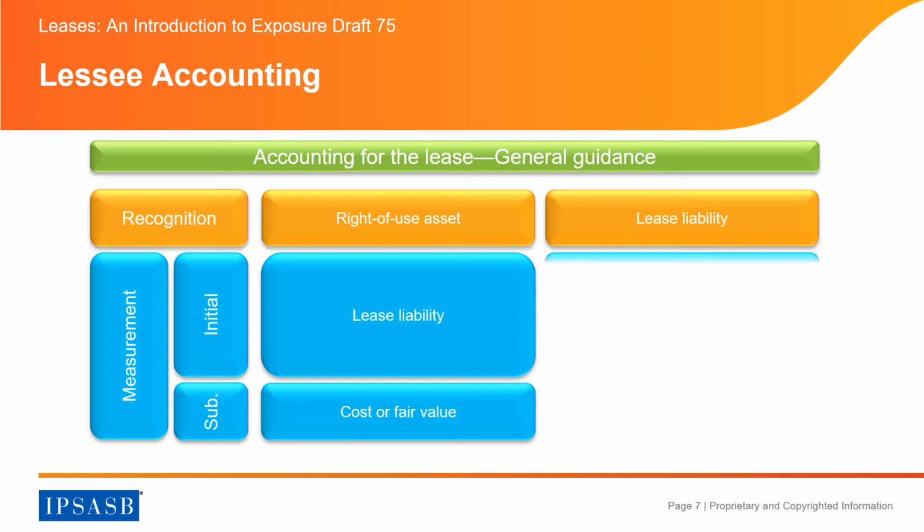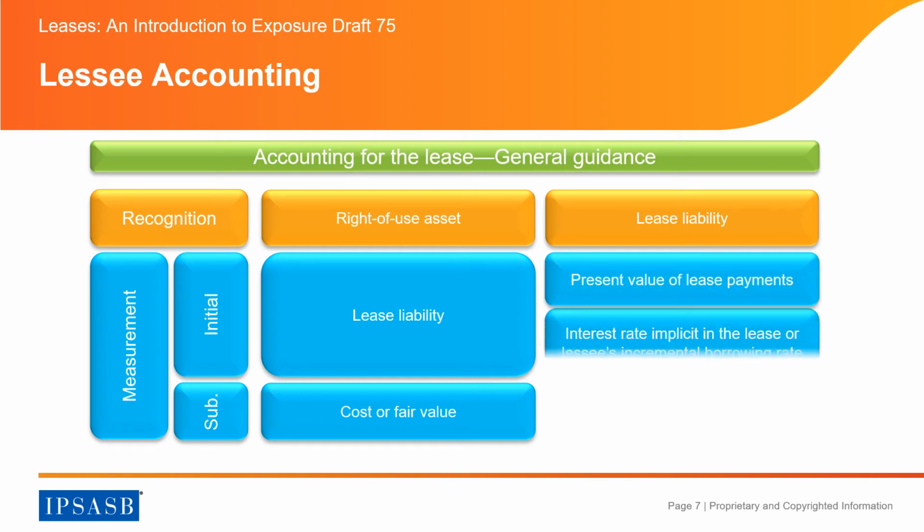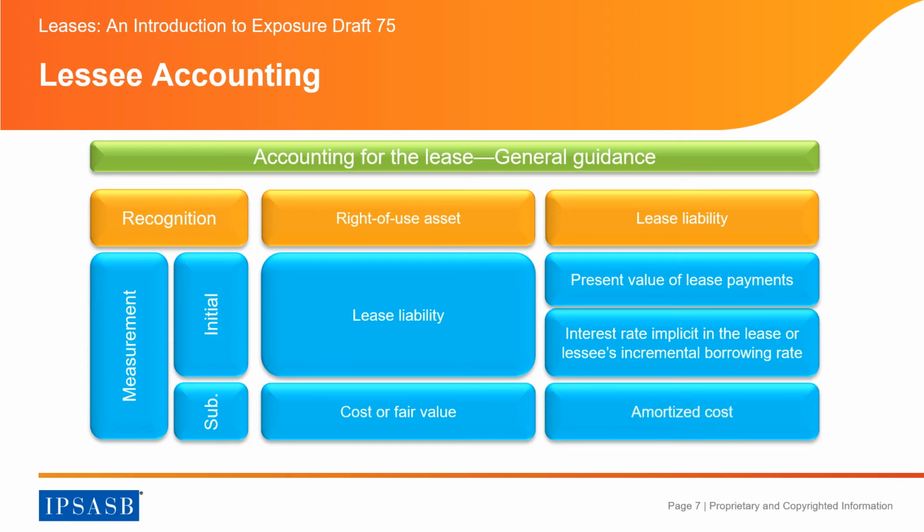The lease liability is initially measured at the present value of the future lease payments by using the interest rate implicit in the lease, if that rate can be readily determined. If that rate cannot be readily determined, the lessee shall use the lessee's incremental borrowing rate. Subsequently, the lease liability is measured at amortized cost. Exposure Draft 75 also proposes recognition exemptions for short-term leases and leases of low-value assets, for which the expense is recognized on a straight-line basis over the lease term or another systematic basis.